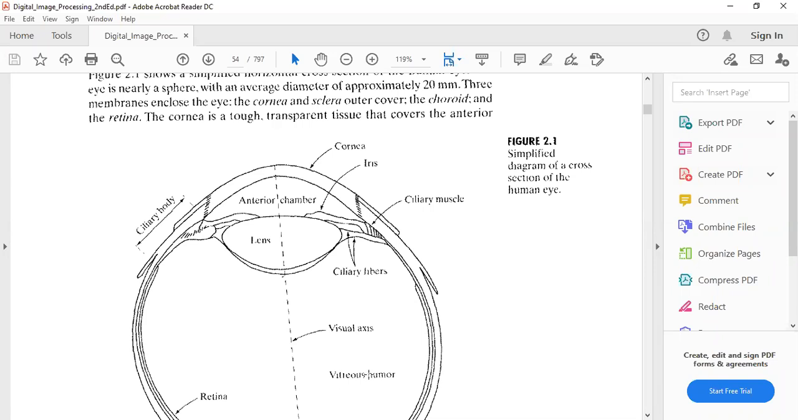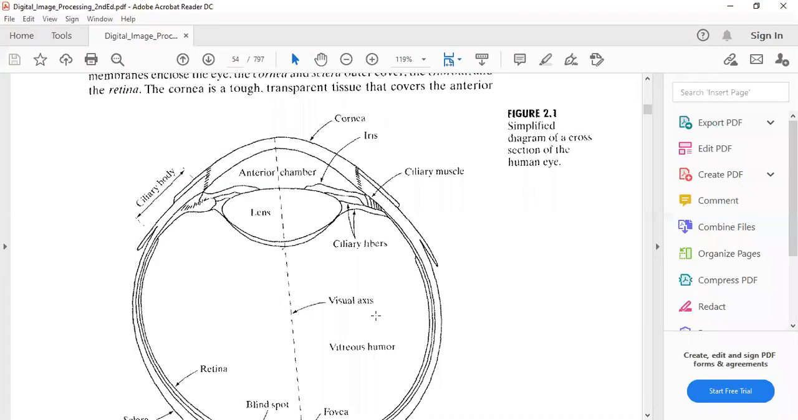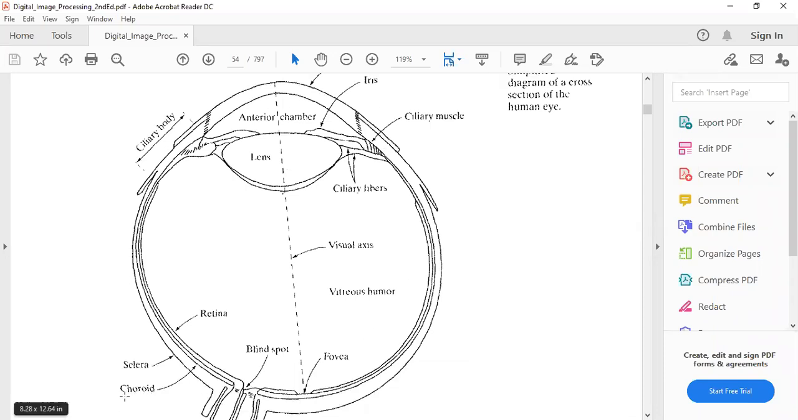And we have three membranes. The first membrane we call the cornea and sclera, which is the outer cover of the human eye. Then we have the choroid here. This is the second one. And we have the third one, retina.